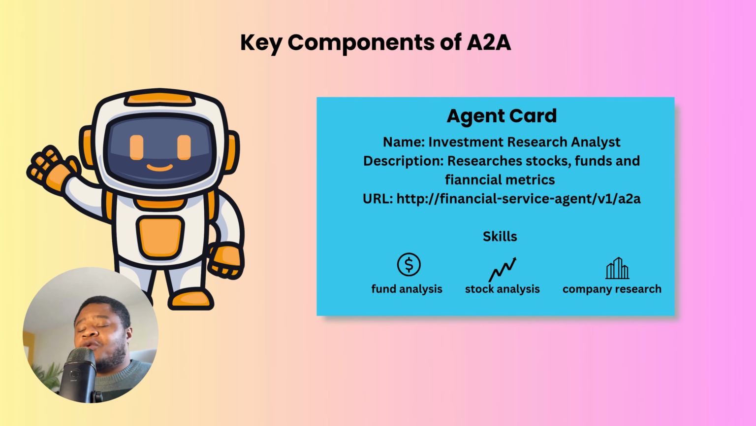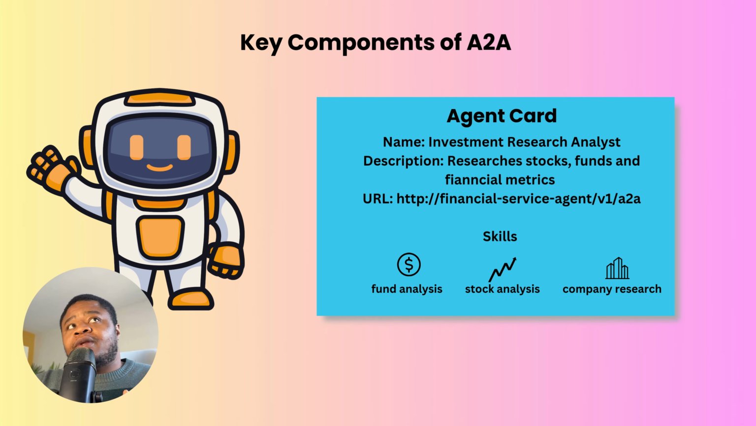All right, so the first component we're going to be talking about is the agent card. Now, the agent card essentially is like a resume or a business card of the agent. This basically talks about what the agent can do, who created it, and a little bit of information about what the agent is all about.